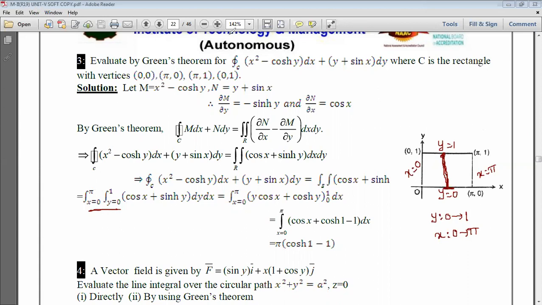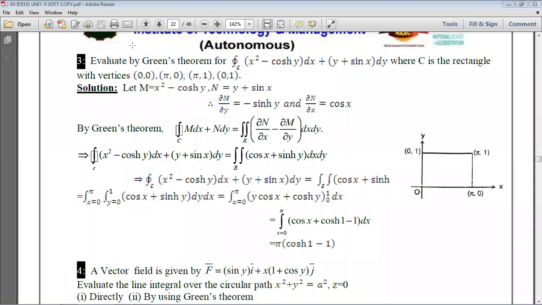and finding the limits. Same, suppose they asked to verify this. Same problem if they ask to verify, then how to do that? Same question if they asked to verify. Anyone? Same question they asked to verify, here it is.